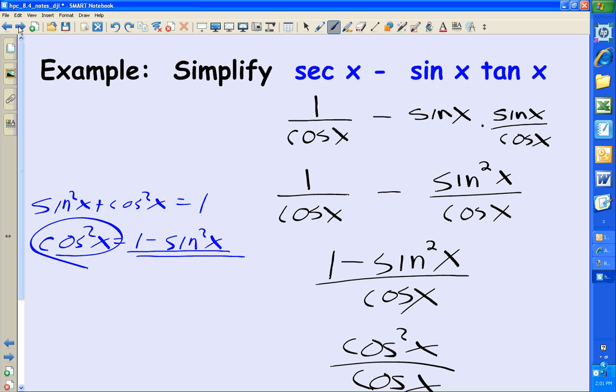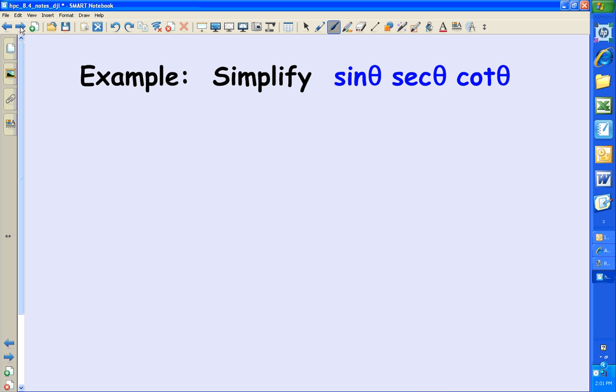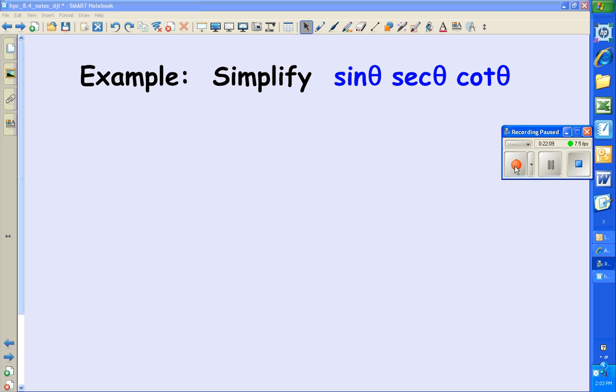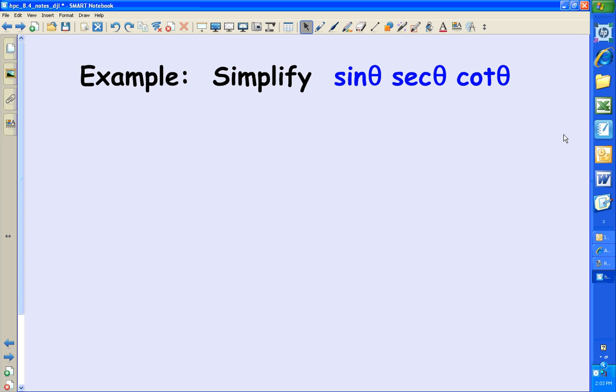Now, the directions for this one are to simplify this expression. The directions are to simplify. This is another one, simplify. See what you can do with it. All right, what does secant become? Sine theta times 1 over cos theta. What does cotangent become?